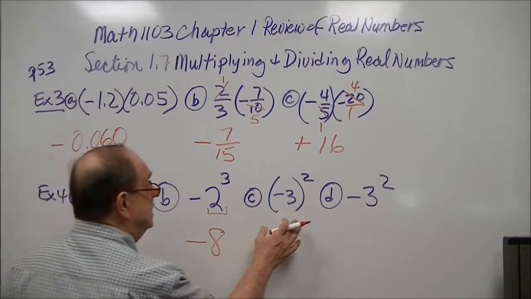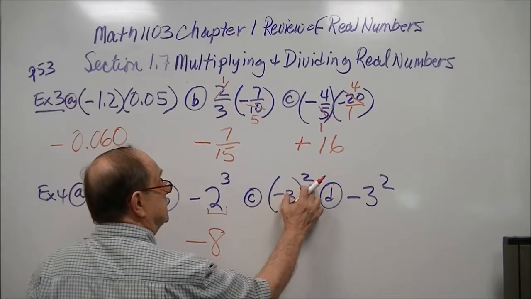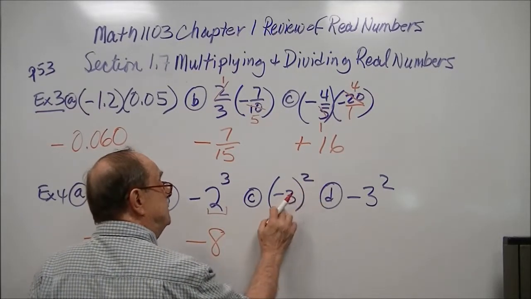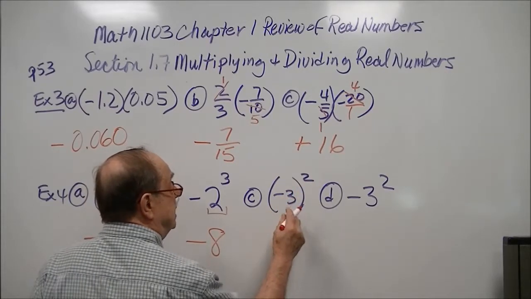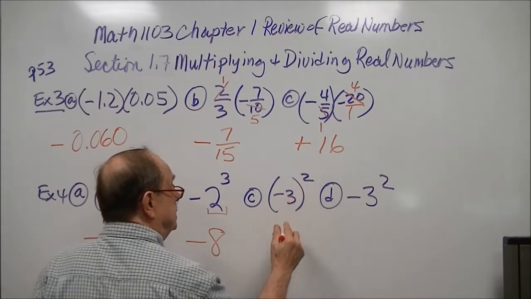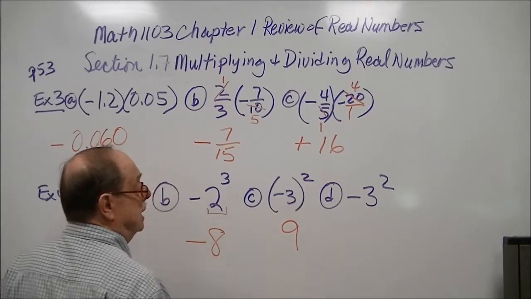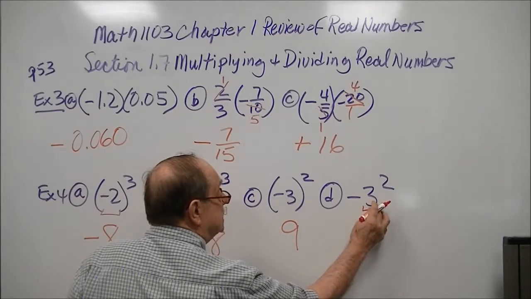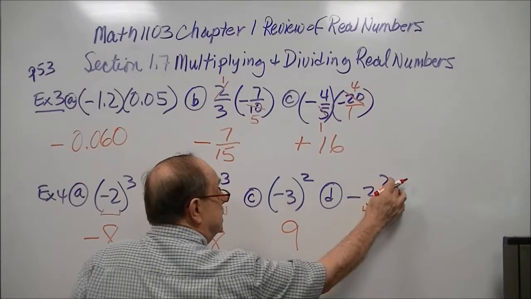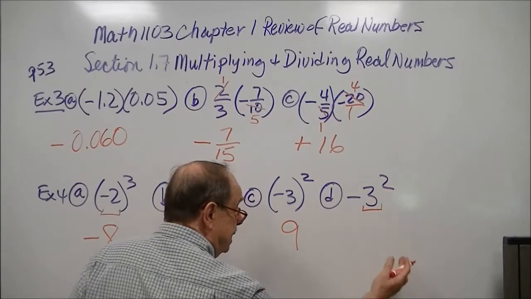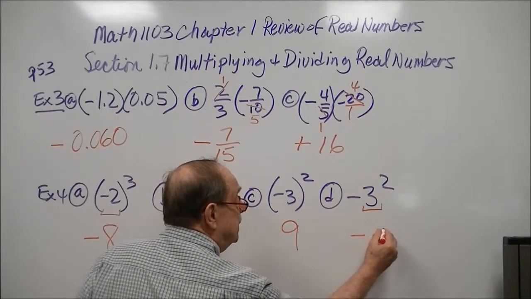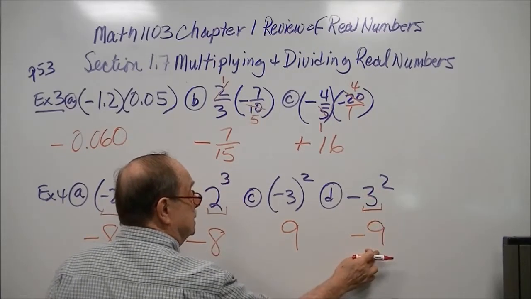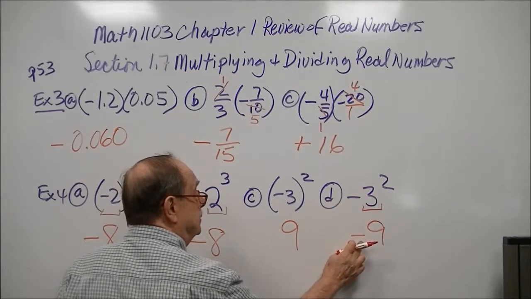Because watch what's going to happen here. Here, this is going to be a negative 3 times a negative 3. That is an even number of negatives. This will make it 3 squared is a positive 9. But keep in mind now, the base is a positive 3. 3 squared is a positive 9. Then we apply the negative.